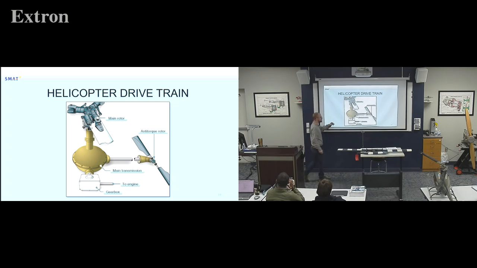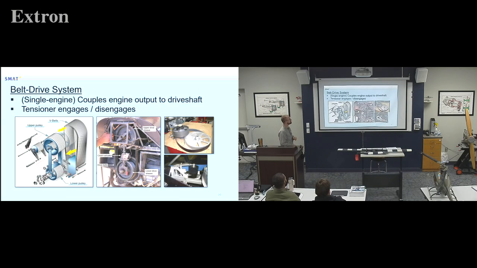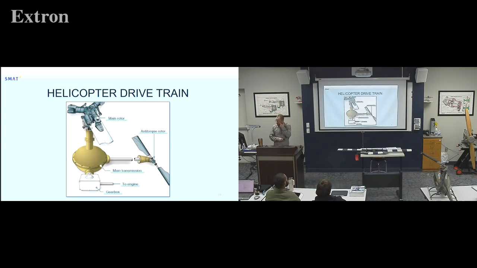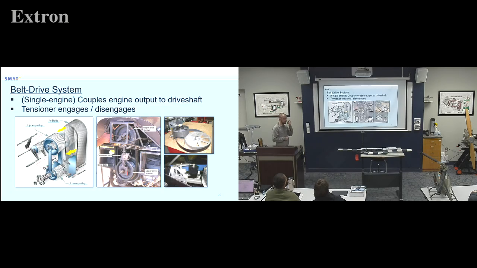Gotcha. All right, so it goes to the gearbox, and it's geared to the main rotor speed. The tail rotor's geared to the main rotor speed through a gearbox. And so we get this belt system. Did I cover all my notes there? Yeah, okay. So we get to a belt system. Belt systems couple engine output to the drive shaft.